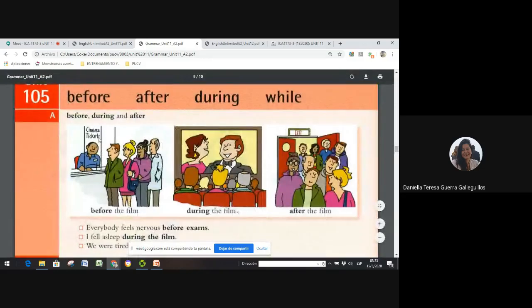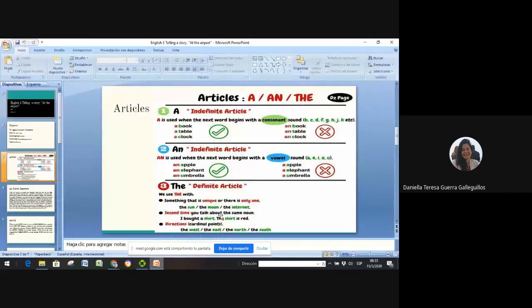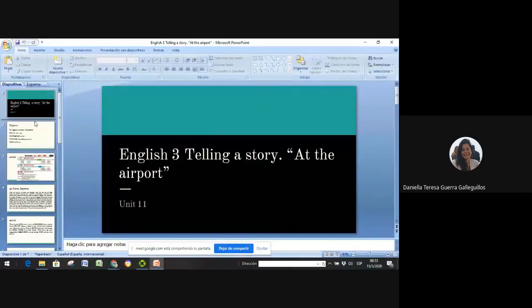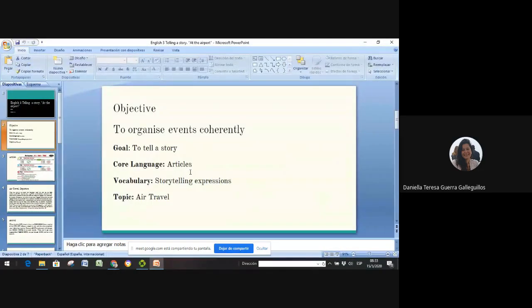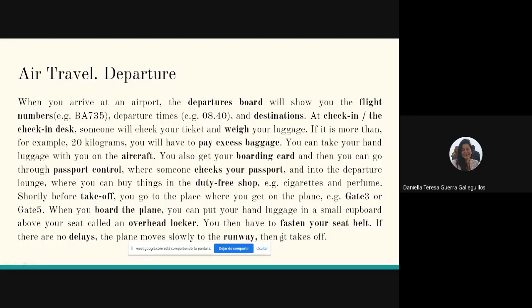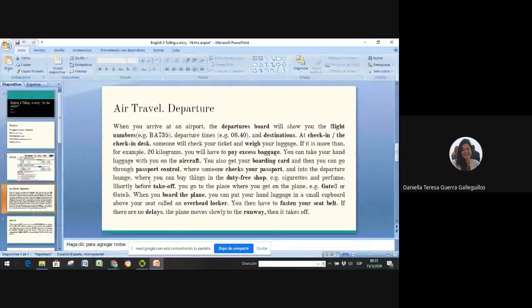And then we change the topic, so we are going to go back to the PowerPoint. Now let's go. We already checked here the articles, right? Let's go to the expressions and the topic air travel. That is Unit 11. Okay, so as you can see here, we have a text, but I want you to help me reading the text.